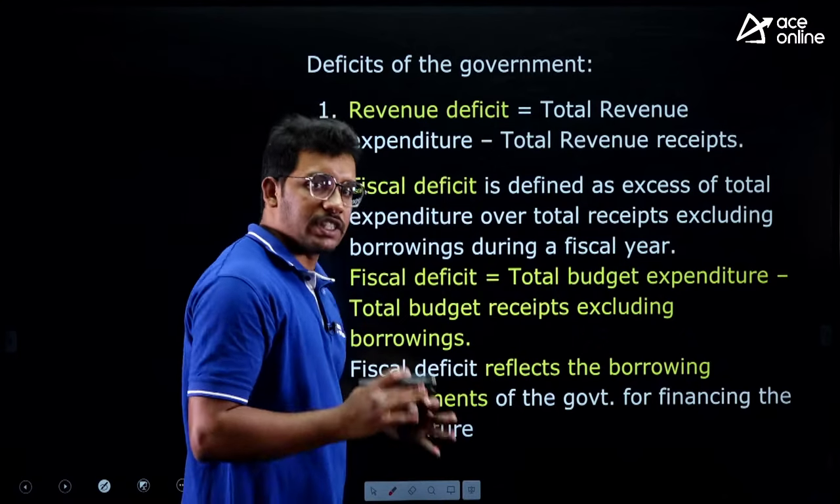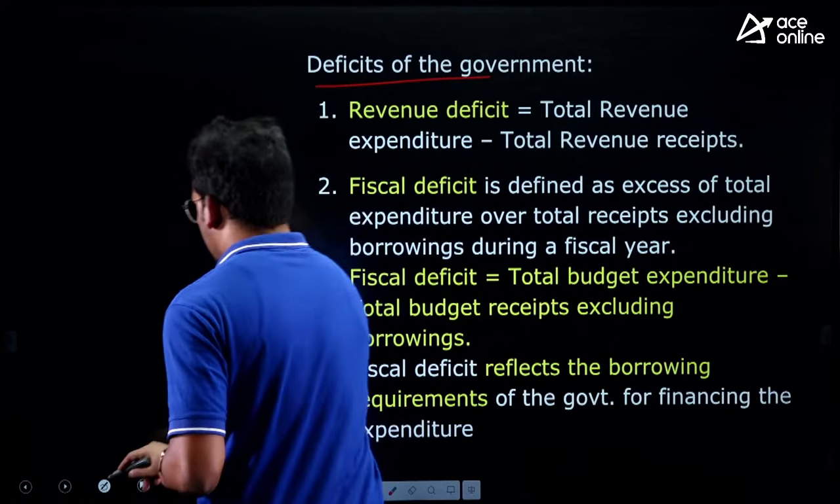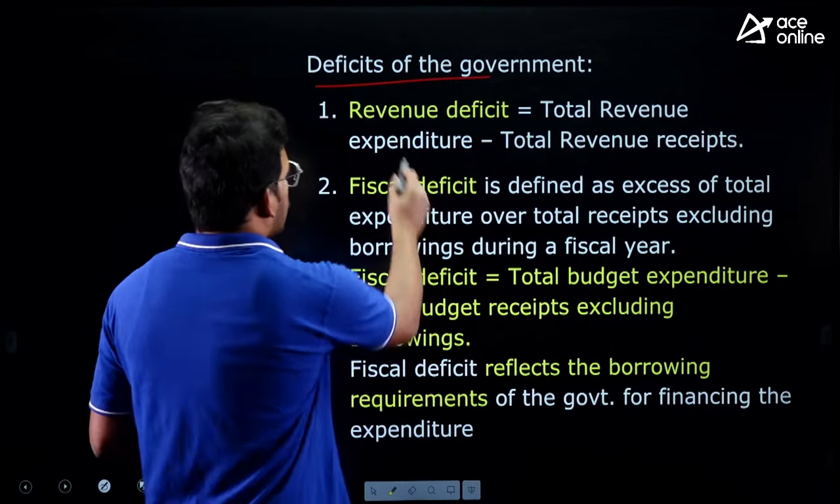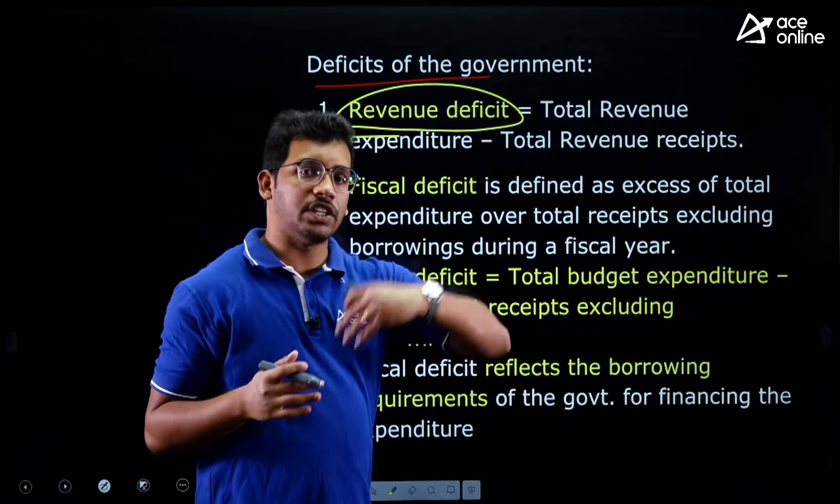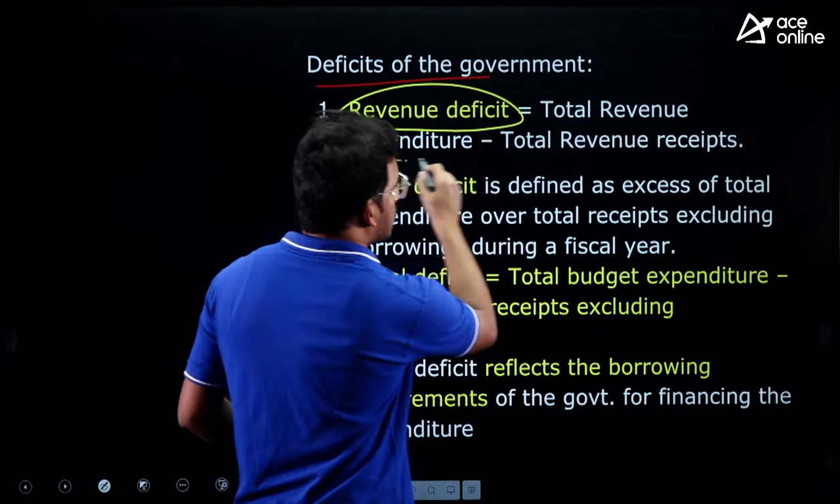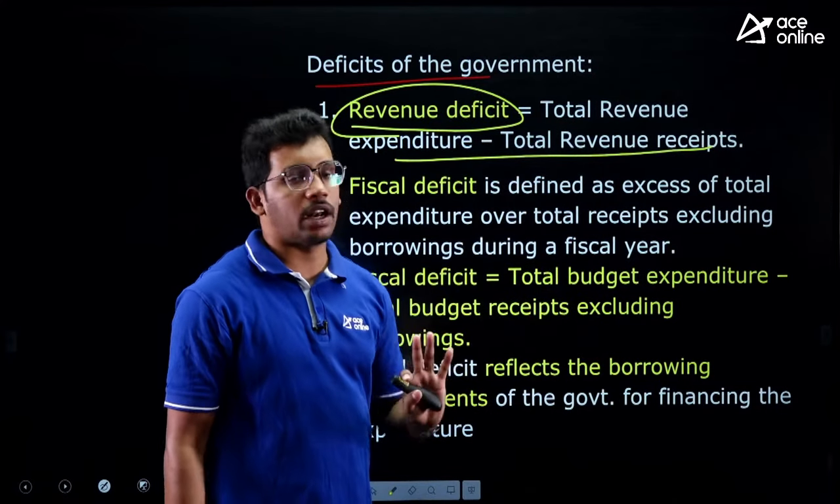Finally, deficits we also need to know. This is the last element that we are going to discuss in the budget. Revenue deficit means how much amount the government is getting on one side which need not be paid back. It is the difference between revenue expenditure minus total revenue receipts.